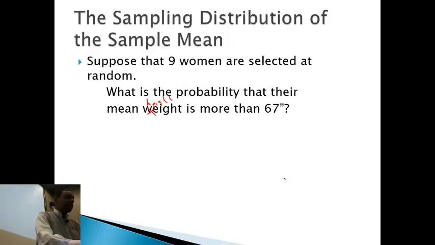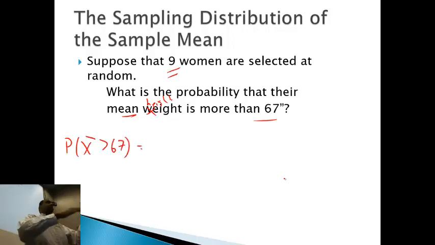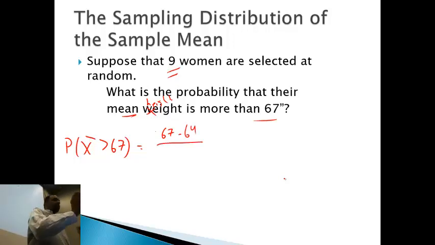All right, so you have 9 women. The chance that their average is more than 5'7", so the probability that the sample average is bigger than 5'7". Same old steps. 67 minus 64. But because you have this sample size of 9 involved, you have to consider that somehow.